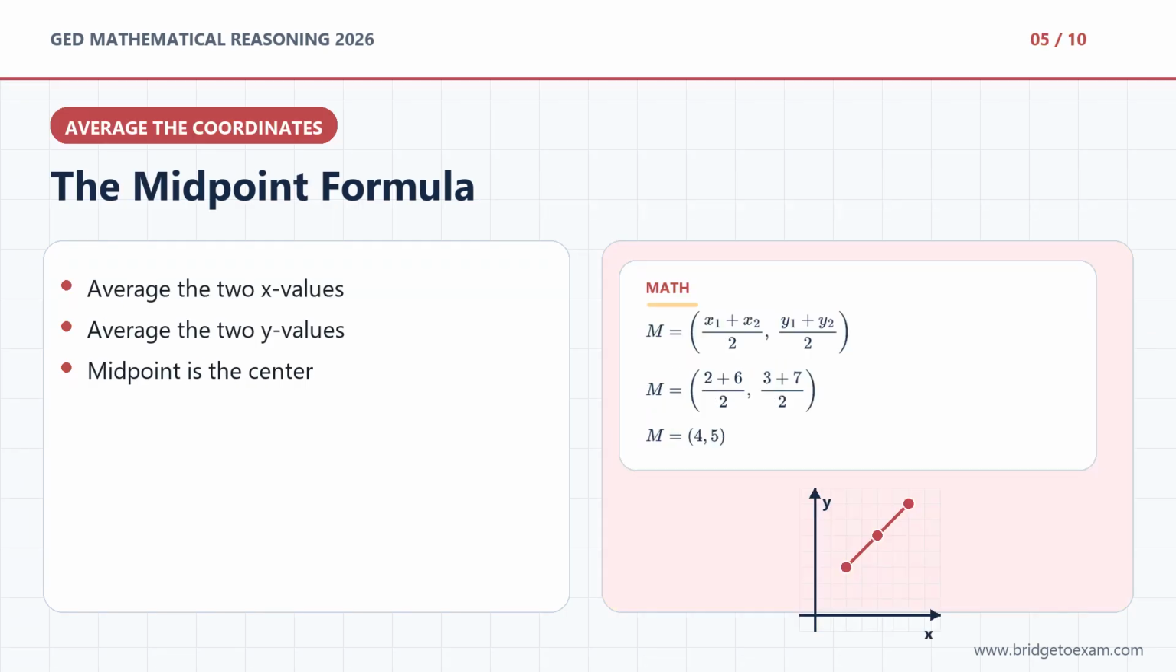The midpoint is the exact center of a segment. To find it, just average the x values and average the y values. For 2, 3 and 6, 7, the middle x is 2 plus 6 over 2, which is 4. The middle y is 3 plus 7 over 2, which is 5.